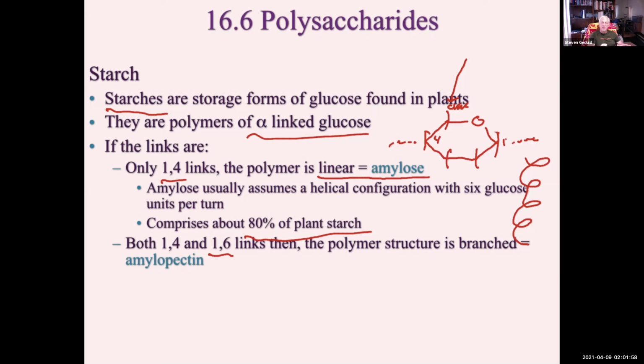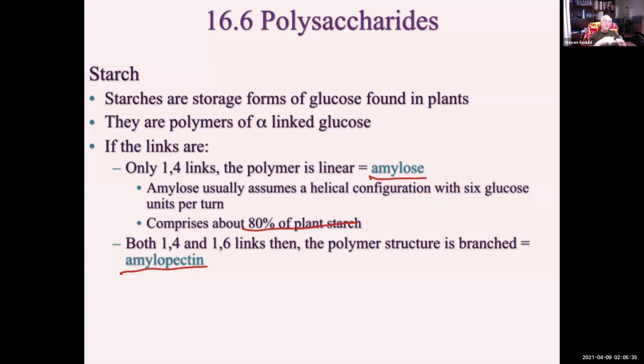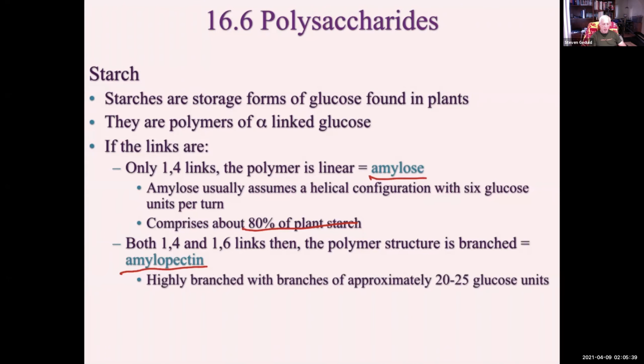These are starches in plants. Okay, 1,4 linkages, all linear, it's amylose. 1,4 and 1,6 linkage means you can get a straight line and a branch, straight line, then a branch. So you can get branches on it. That's amylopectin. So you have to remember it's amylopectin and amylose. Amylose is linear, amylopectin is branched. Highly branched, it branches approximately every 20 to 25 glucose units.